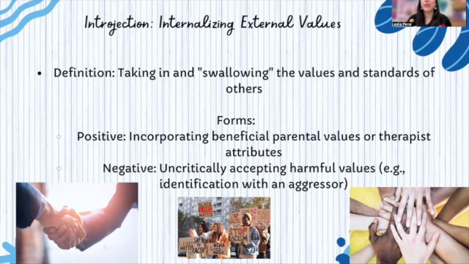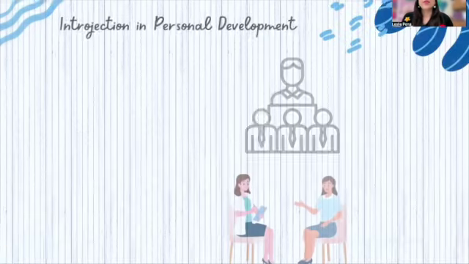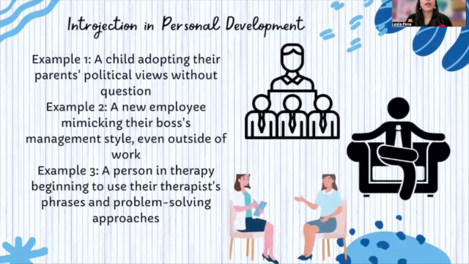But there's also negative ones, like critically accepting harmful behaviors, identification with the aggressor, like taking your parents' stances on racism or something that are negative and just accepting them blindly. Some examples: a child adopting their parents' political views without question, a new employee mimicking their boss's management style even outside of work, a person in a therapy session begins to use a therapist's phrases and problem-solving approaches. That's introjection.